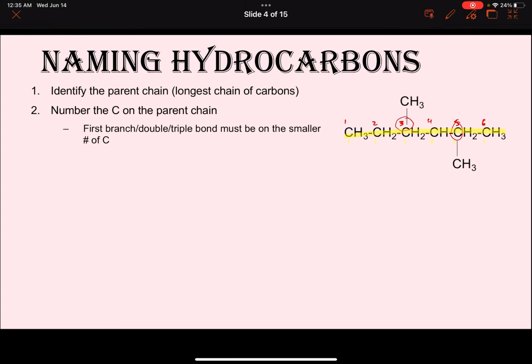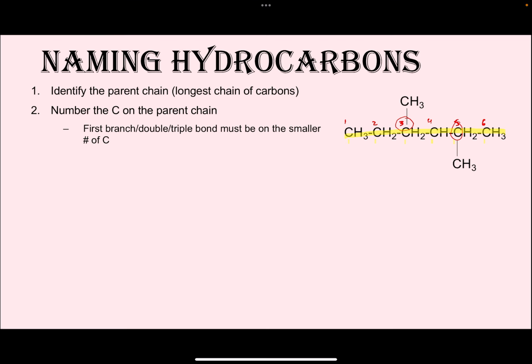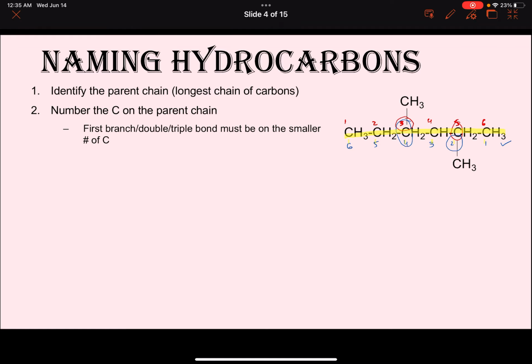Right? And the second branch is on carbon number 5. However, if I go ahead and number this branch from the other side, 1, 2, 3, 4, 5, 6, now my first branch is going to be at carbon number 2, and the second branch is going to be at carbon number 4. So because we want our first branch to be at the smallest number of carbon, in this case, we are going to number from right to left. So let me go ahead and erase the other one.